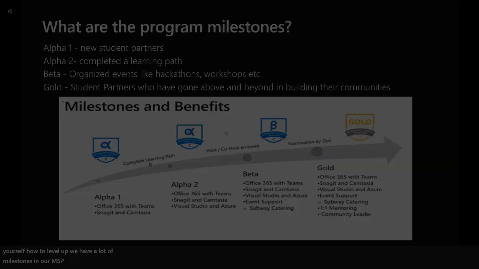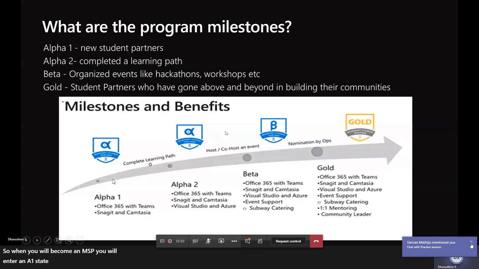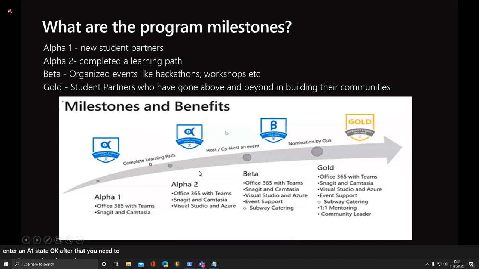So when you become an MSP, you will enter the Alpha 1 stage. After that, you need to complete one learning path. Then you will upgrade to Alpha 2. After hosting an event, you will become a Beta. And then you do not just have to be an active MSP. You have to be a proactive MSP in order to become a Gold. Okay, so let's see what are the benefits of all these: Alpha 1, Alpha 2, and then Beta and Gold, right?